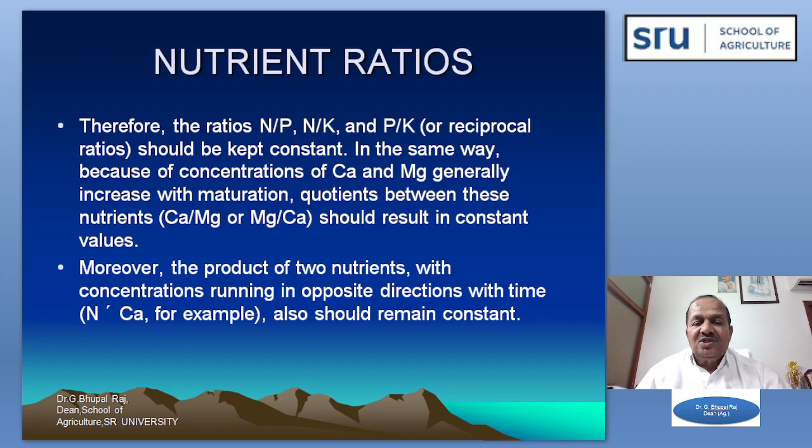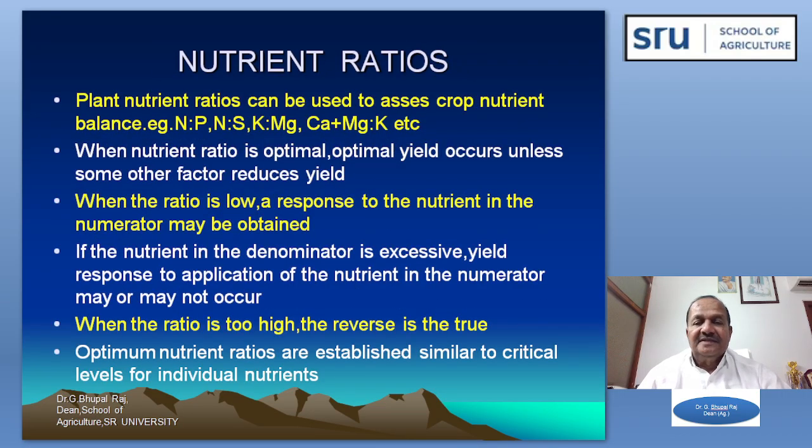Therefore, the ratios of nitrogen in relation to phosphorus, nitrogen in relation to potash, phosphorus in relation to potash, like that, different ratios, reciprocal ratios and multiplication ratios should be kept constant. In the same way, because concentrations of calcium and magnesium generally increase with maturation, coefficients between these nutrients should result in constant values. Moreover, the product of two nutrients with concentrations running in opposite directions with time, for example nitrogen and calcium, should also remain constant.